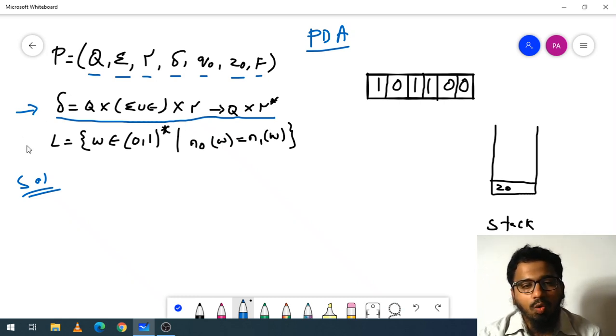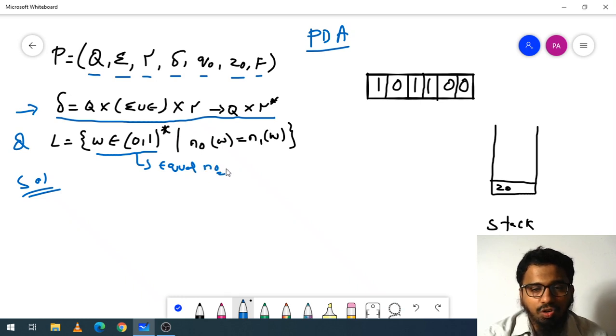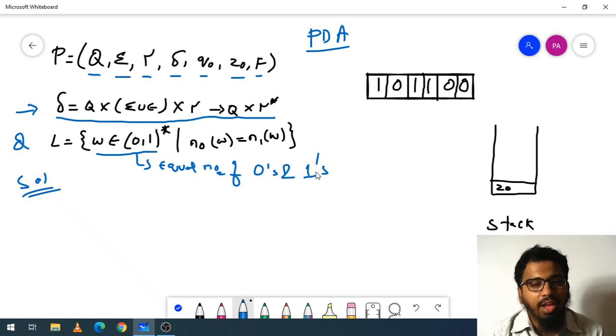In the exam you will get a question like this. It will give the language L equals W, where W is whatever string you are taking, and W belongs to (0,1) closure. What does it mean? This tells us equal numbers of zeros and ones.